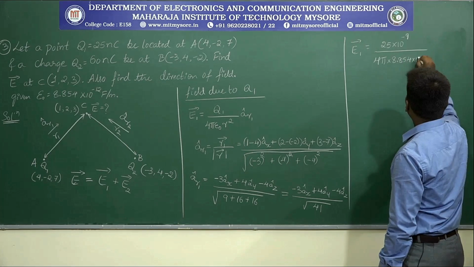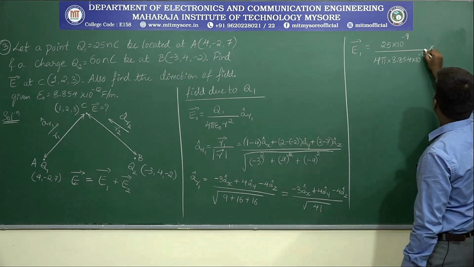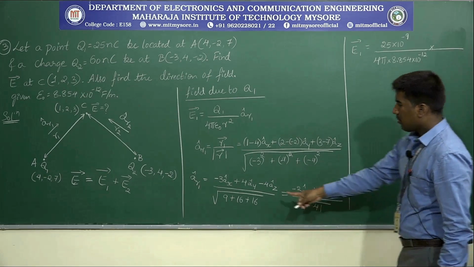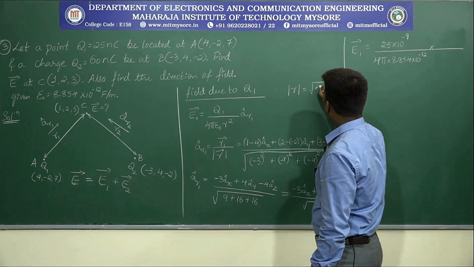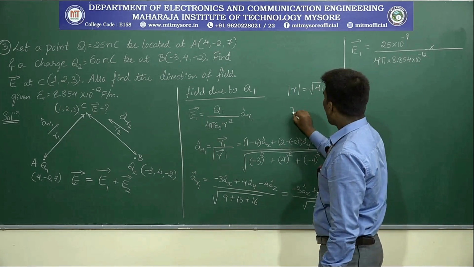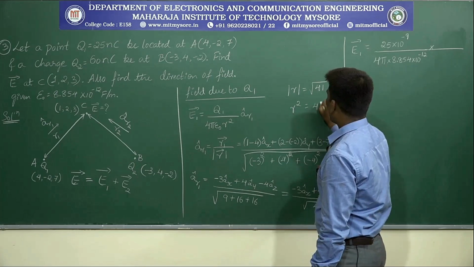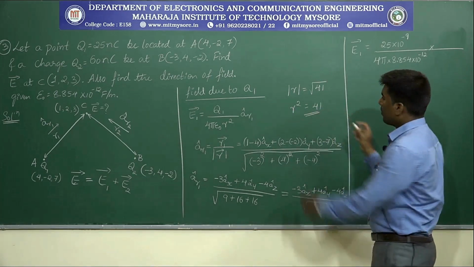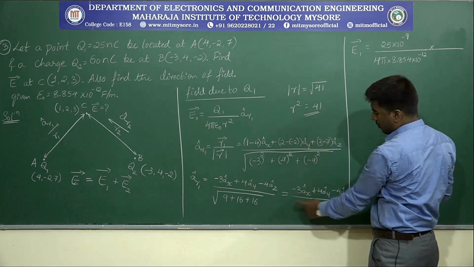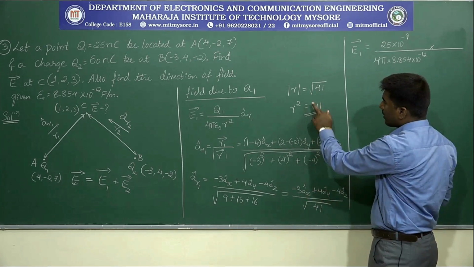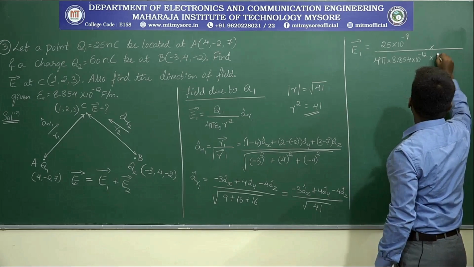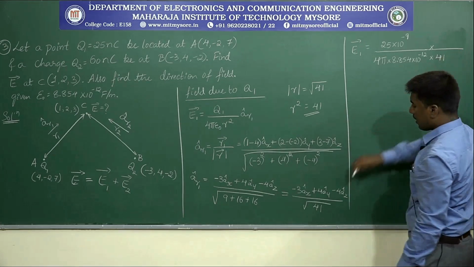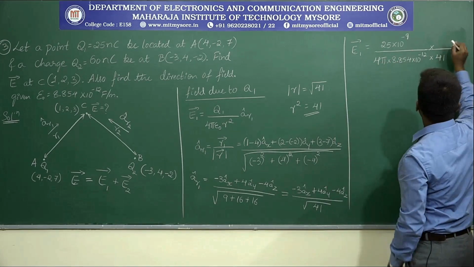8.854 into 10 power minus 12 into R square. So what is the magnitude of R given? Magnitude of R is root 41, right? So R square is equal to 41. Simple substitution. Magnitude of R is square root of 41. If we square it, square and square root get cancelled, we will get only 41 here. No need to write square root of whole square and all those things.